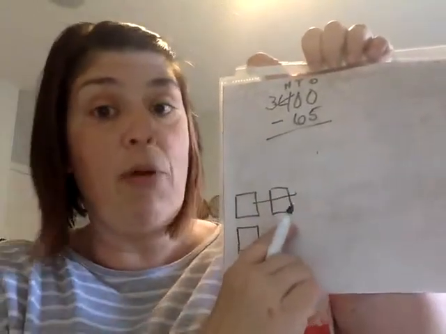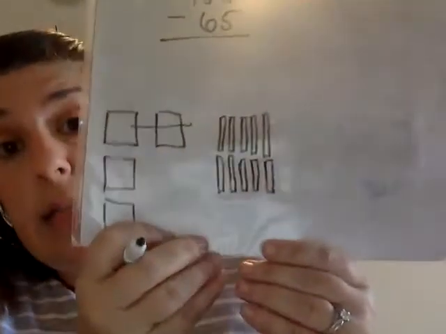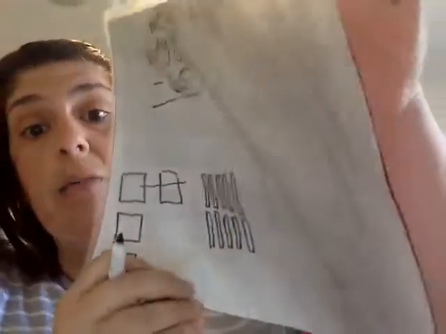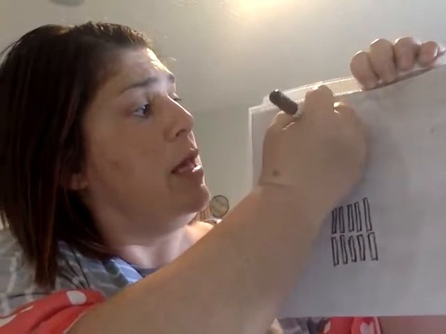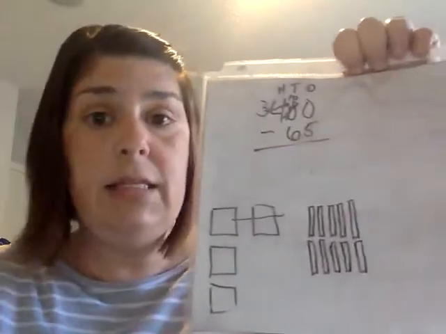This 100 I'm breaking apart. How many tens are in 100? Correct. That would be 10. So Mrs. V is drawing out our 10 tens because we have them now that we broke that 100 apart. Okay, so now it looks like this. All right, how many tens do I have? 10. So I need to show it over here that I have 10 tens.